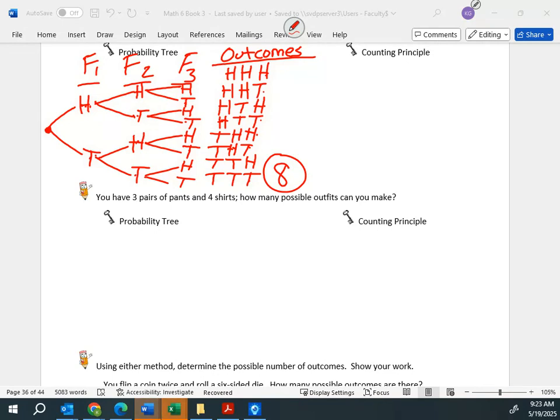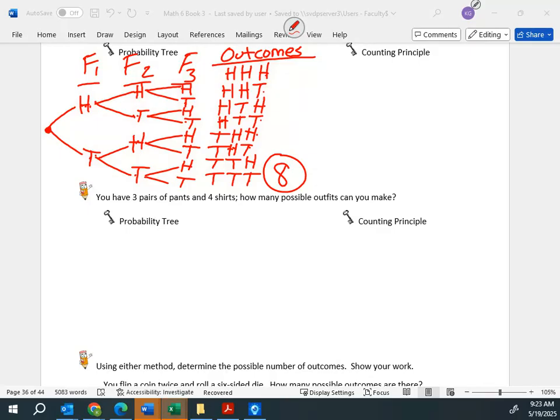Now let's look at our second question. You have 3 pairs of pants and 4 shirts. How many possible outcomes can you make? How many possible outfits can you make? So how many events would we have in this situation?